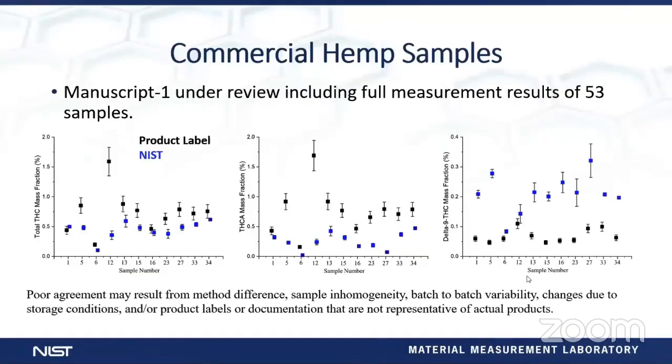This could be for many reasons, but when we analyze them here, you can see the NIST results are in blue, and the product label is in black. In the case of total THC, very rarely do you see the NIST result be in commonality with the product label. And the same goes for the THCA graph in the middle and the delta-9 THC on the right. Now you'll notice that the THCA values in the middle, the NIST results were lower than the product label, but the delta-9 THC values from NIST were higher than the product label.